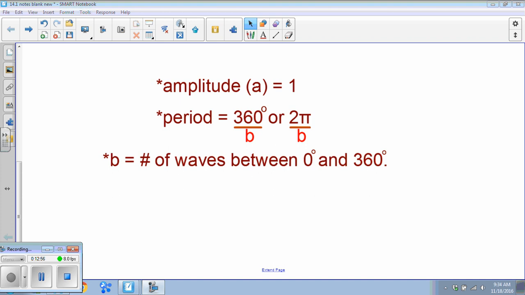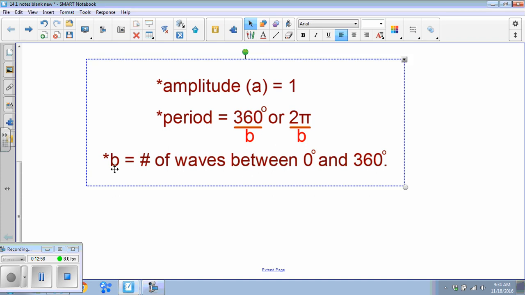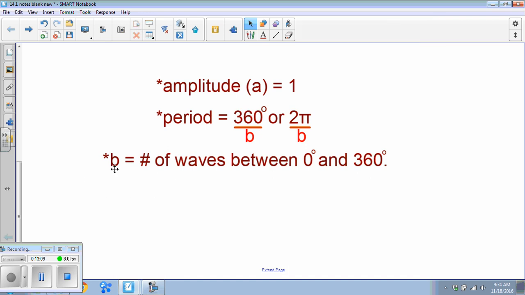The way we do that, if B represents the number of waves between 0 and 360, and I want to know where the first wave stops, you just take 360 and divide it by whatever B is. If it was cosine of 2x, B is 2. So we do 360 divided by 2. So the first wave stops at 180. And then if you had to keep going, you would do another one all the way to 360. Does that make sense?